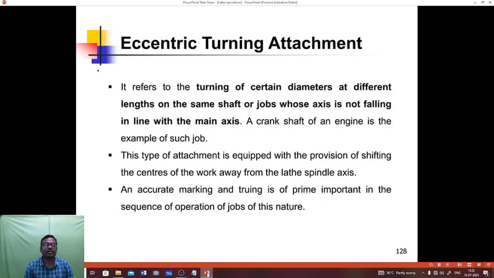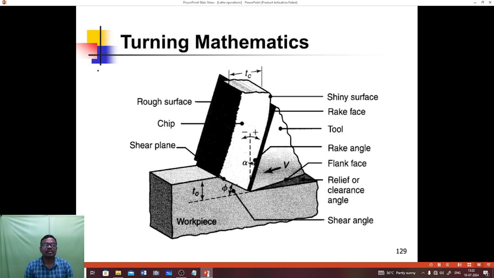Eccentric turning attachment. It refers to the turning of certain diameters at different lengths on the same shaft or jobs whose axis is not falling in line with the main axis. A crankshaft of an engine is the example of such a job. So, turning mathematics is shown in this figure.